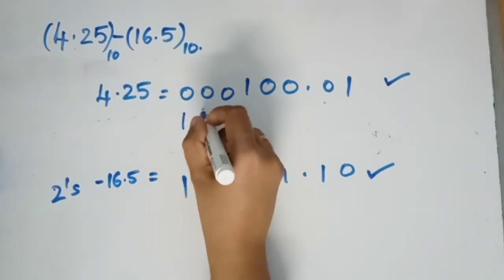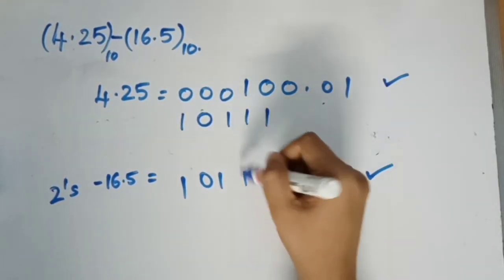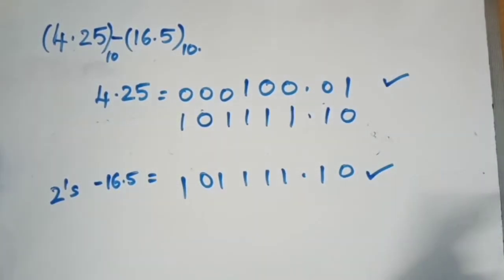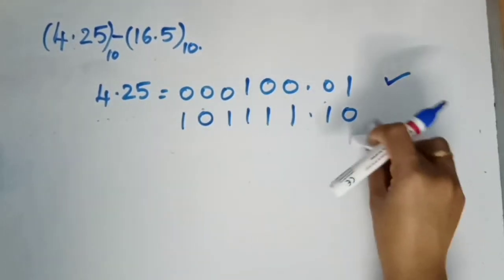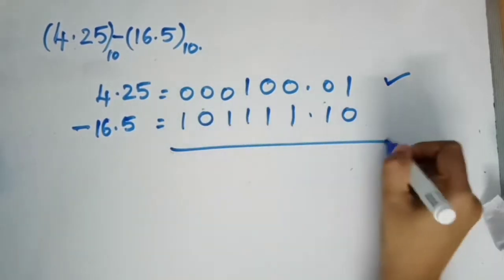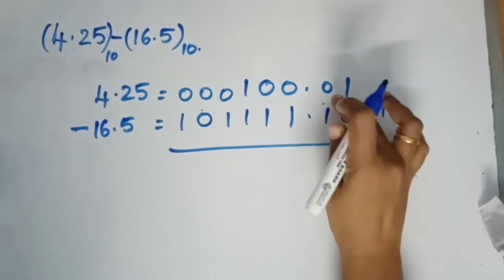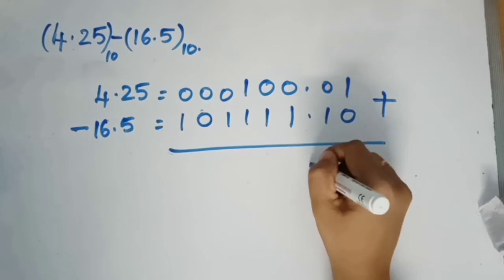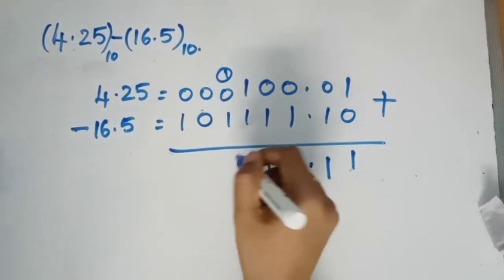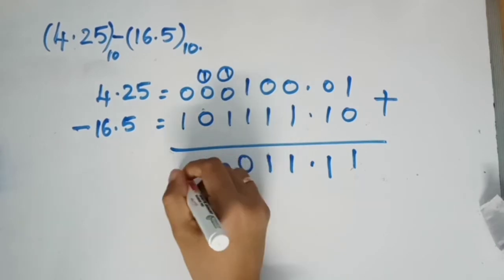Okay. So it is 1 0 1 1 1 1.10. Correct? So this is minus 16.5. So we'll just add these two. 1 plus 0 is 1. Here we have a 1. 1 1 0, carry 1. 0, carry 1. 1 and 1.